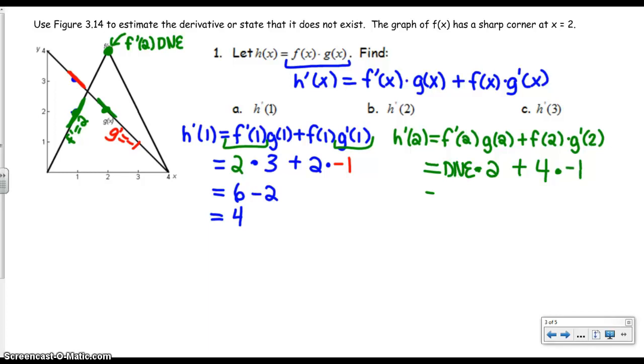Well, what does all this really equal? Does not exist times 2 is still does not exist, and does not exist plus negative 4 is still does not exist. So because one of the derivatives does not exist, the f prime derivative, that makes the h prime of 2 derivative not exist as well.